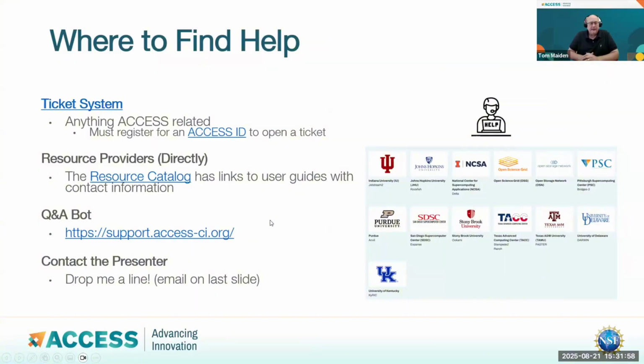Where to find help? The ticket system I mentioned before. Some of the sites have their own ticketing system as well that you might be pointed to depending on your question. The Q&A bot is a good place to go and ask questions. The one thing to know about it is that it doesn't retain the information, so you ask it a new question each time rather than building upon the question that you asked prior. But it does a really nice job of sorting through the catalogs and finding the information that you're asking about.